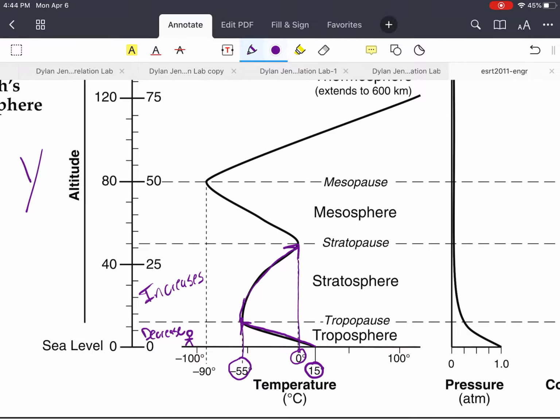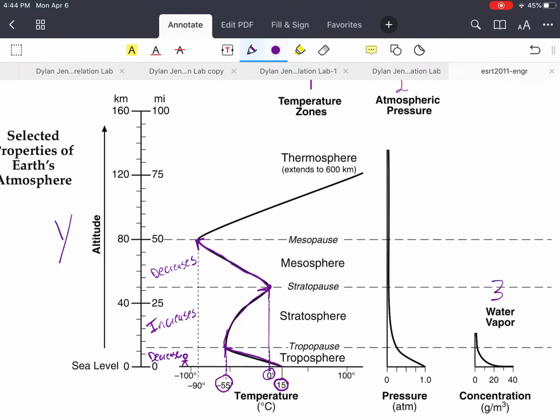"increases." Then you get to the stratopause, which is the top of the stratosphere, and the temperature trend changes again as you go up in the mesosphere, and it gets colder. So I would write "decreases." I get to my final layer called the thermosphere after I cross over the mesopause, and in this layer, the temperature increases. So why does it flip-flop as I go up?